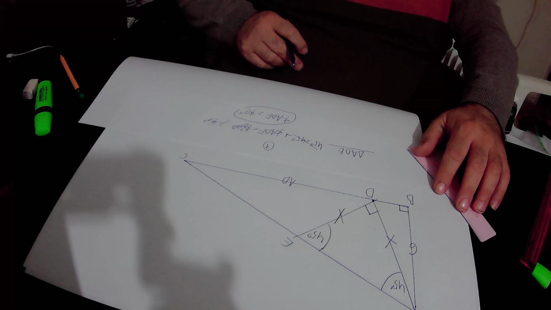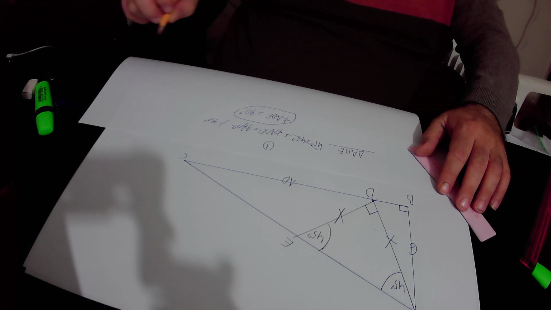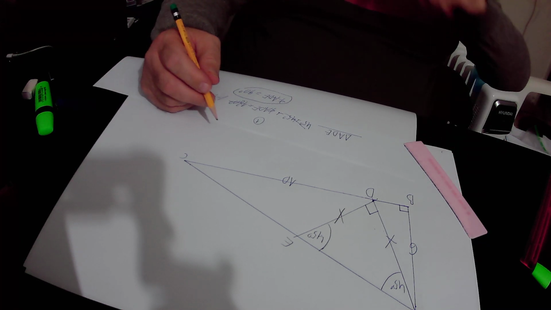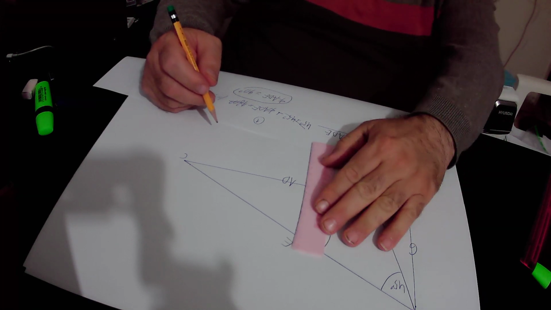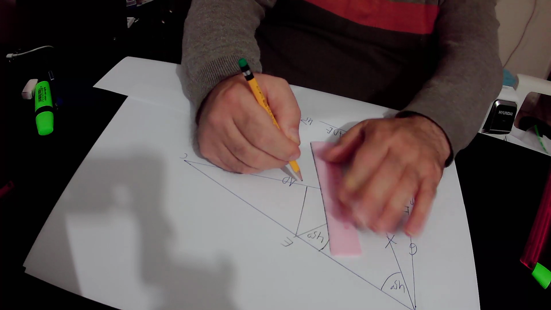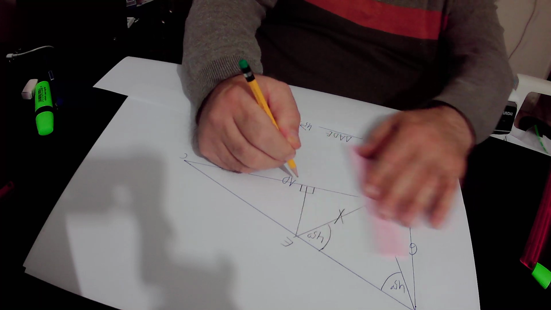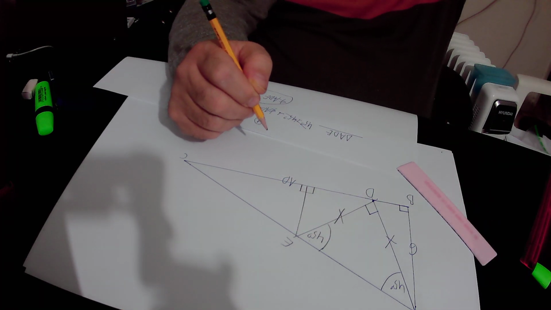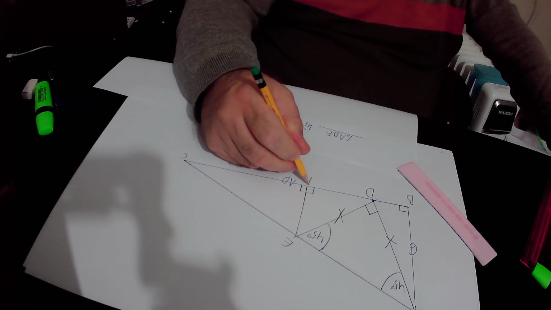In the next step, we will do another construction. From point E, we will draw a perpendicular to BC. So this angle equals 90 degrees, and this angle equals 90 degrees also. And we will define the touching point of the perpendicular from point E and BC as point F.